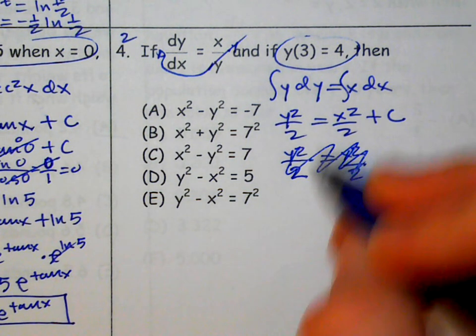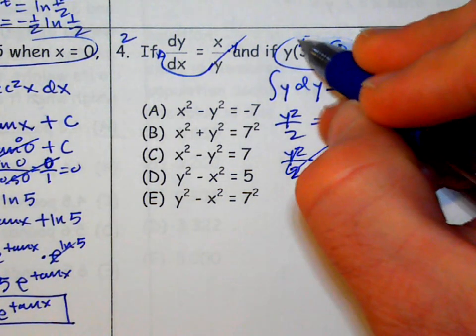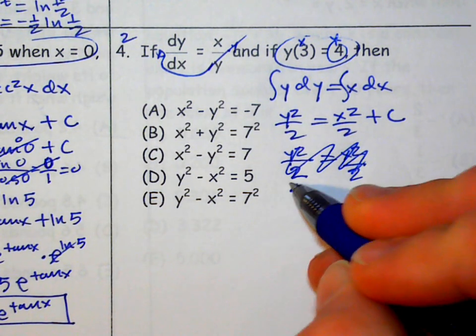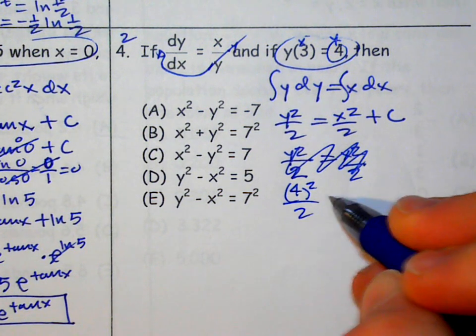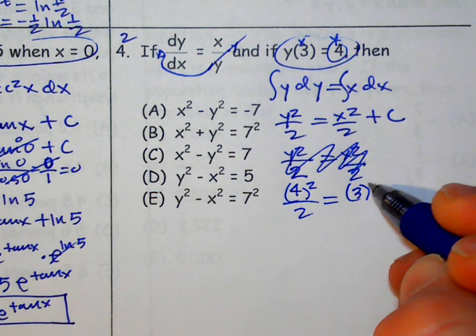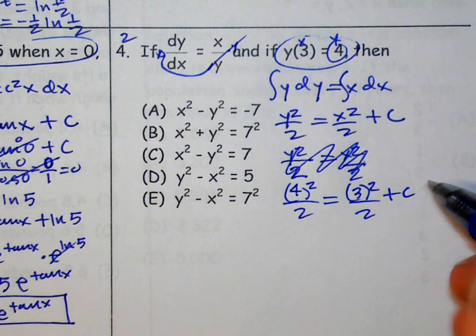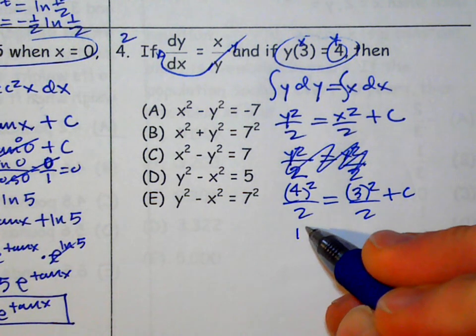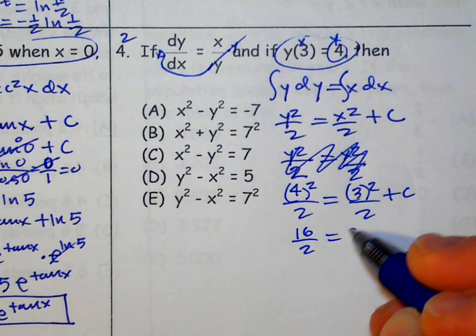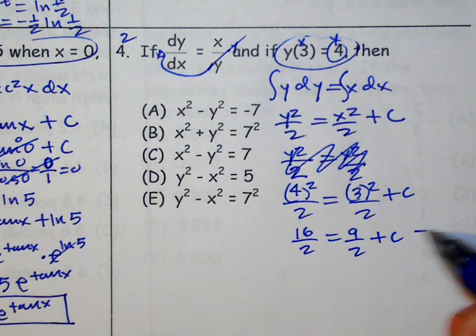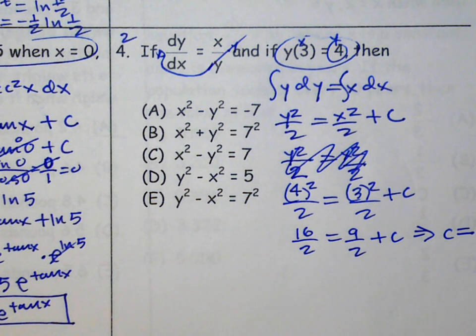I messed up right there. So we want to plug, this is your x, that's your y. So we're going to plug 4 in for y and 3 in for x. And so that's going to be 16 halves equals 9 halves plus c. So c equals, subtract 9 halves from both sides, 7 halves.